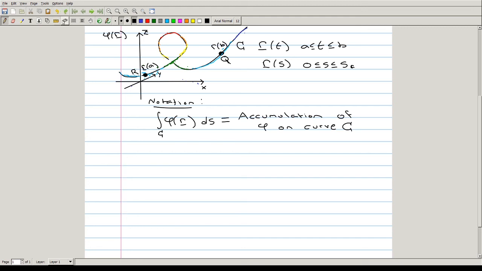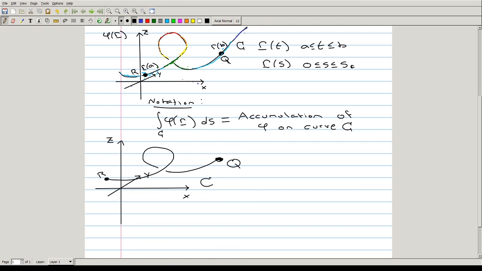And what I'll do is I'll draw another little picture of the curve here, just so I don't have all of this color on the curve, and it's a little bit less flashy. So we have our curve starting at R here, going all the way up and looping around and ending right here at some point Q. This is our curve C.